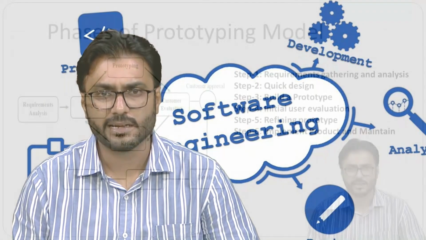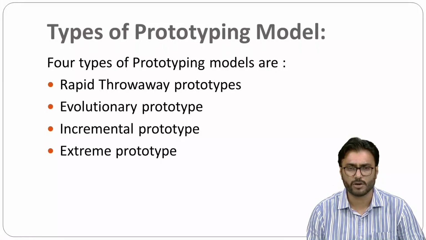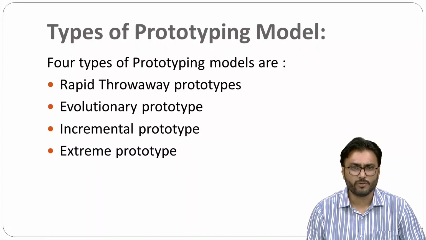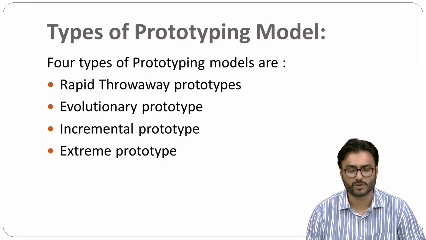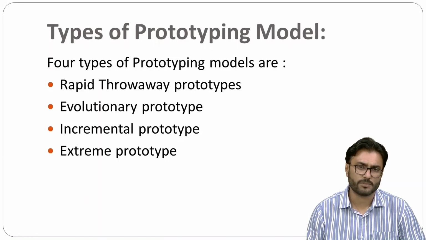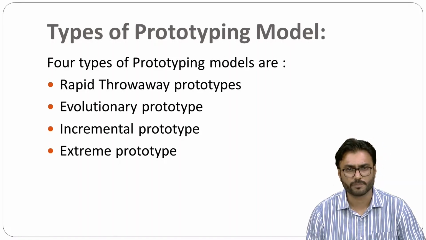Then in our next slide, we have some types of prototyping model. So you can see four types of prototyping models are there. First one is rapid throwaway prototypes. Then we have evolutionary prototype. Then we have incremental prototype. And the last one is extreme prototype. So let's understand our first type, that is rapid throwaway prototype.